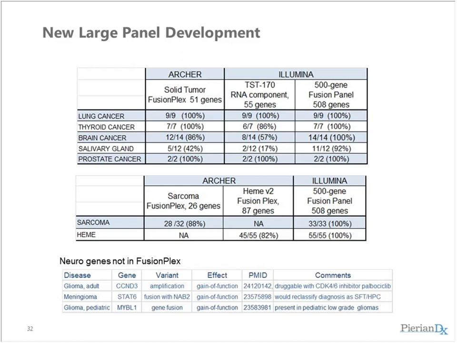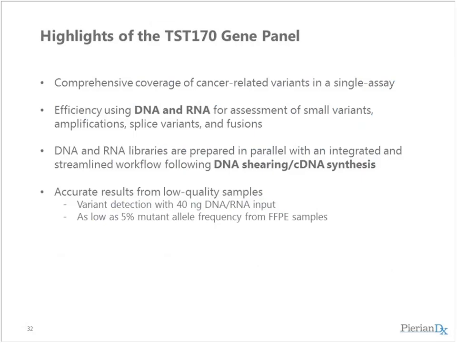We felt that the 170 was the best available result for our particular needs at Moffitt. We're also planning to launch that along with the 500 gene fusion panel, so we'll have a comprehensive set. And down the road, we are looking at more focused panels, perhaps in the 50 to 70 gene range for liquid biopsy purposes, CSF, and cystic fluid analysis.